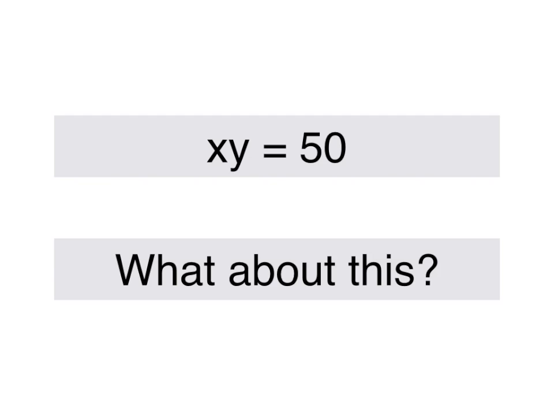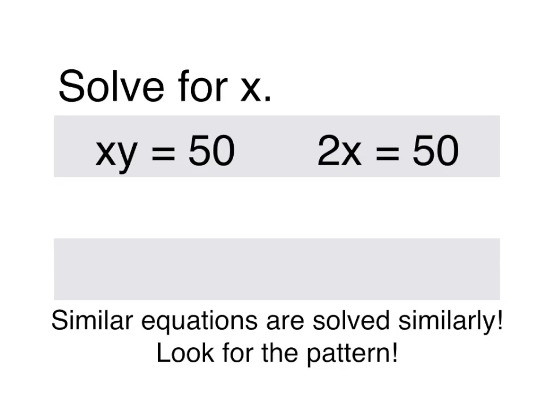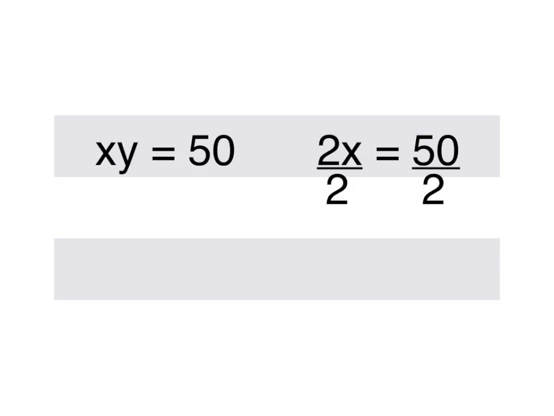X times y is 50. Some number times another is 50. And we're going to solve for x. Okay, look at the two and compare them. So 2x equals 50. What do we do? We divide by 2. And that'll get us the x alone. We have x times y. We undo that by dividing by y.